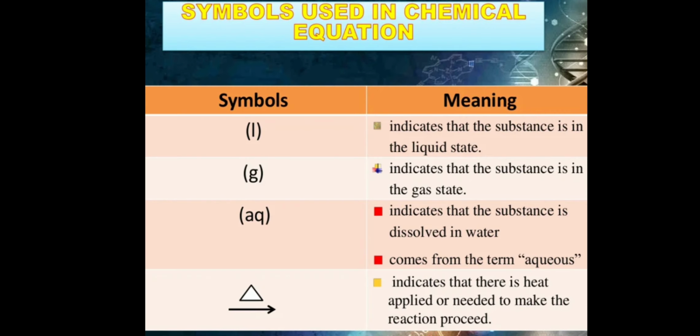However, we also have this AQ. It stands for a substance that is dissolved in water. It comes from the term aqueous, that's why it's AQ. Below, we also have this triangle over an arrow. It indicates that heat is applied or needed to make the reaction proceed. So those are the different symbols you can find in a chemical equation and their meaning. I hope you familiarize yourself with their function and meaning so that you can know how to solve each equation.